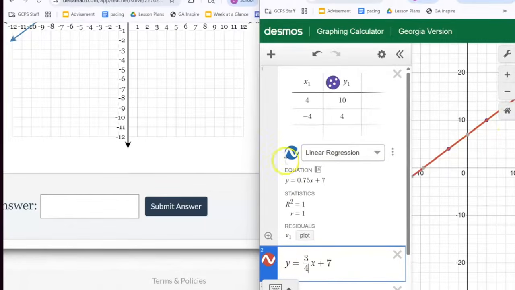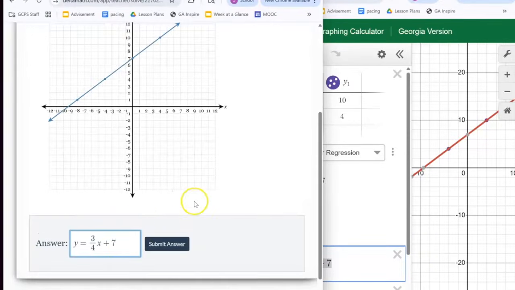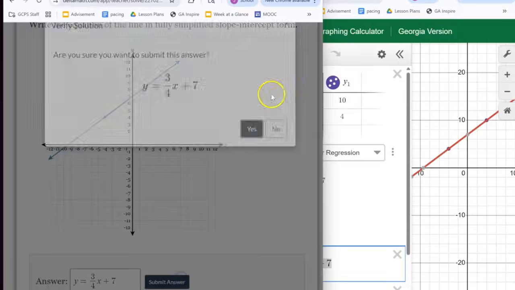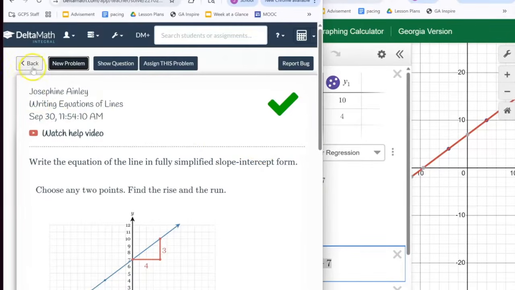If I do this correctly, you're going to see that it will still match everything. So once again, my purple dots, my linear regression line, and the answer that I'm putting in all match. Once I do that, I know that it matches. I can copy the answer into my answer sheet. All right, so you're gonna go ahead and submit. Yay! So that's the second question.